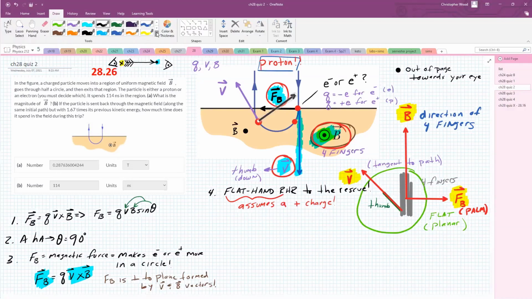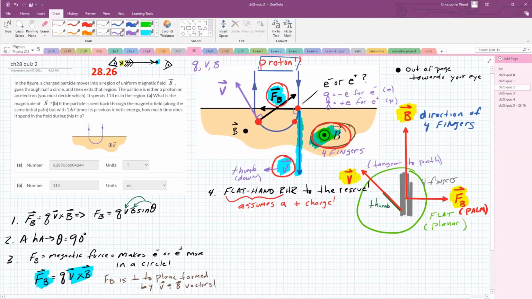So you can see here, this should help. This is perpendicular. Force is always perpendicular to the plane formed by the velocity and magnetic field vectors. So this is the heavy part. This is heavy lifting for sure.